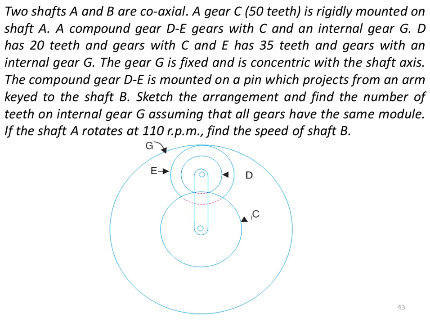And you have to find the number of teeth on the internal gear G, assuming that all the gears have the same module, and if shaft A rotates at 110 rpm, you have to find the speed of shaft B. Okay, so from this, how to calculate the number of teeth on G? Anyone?